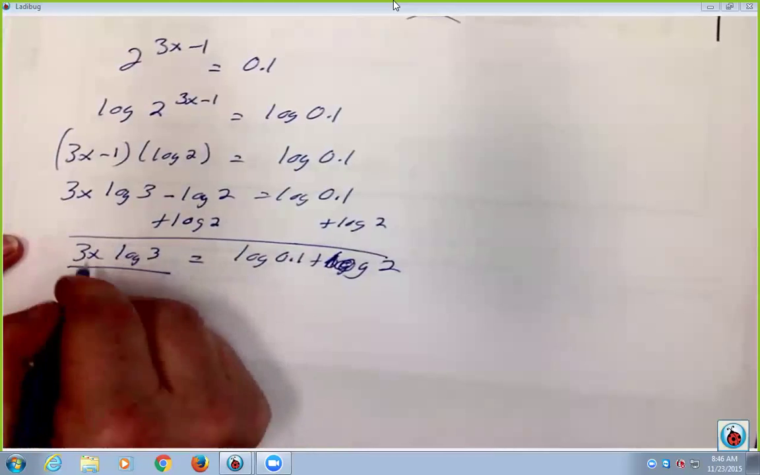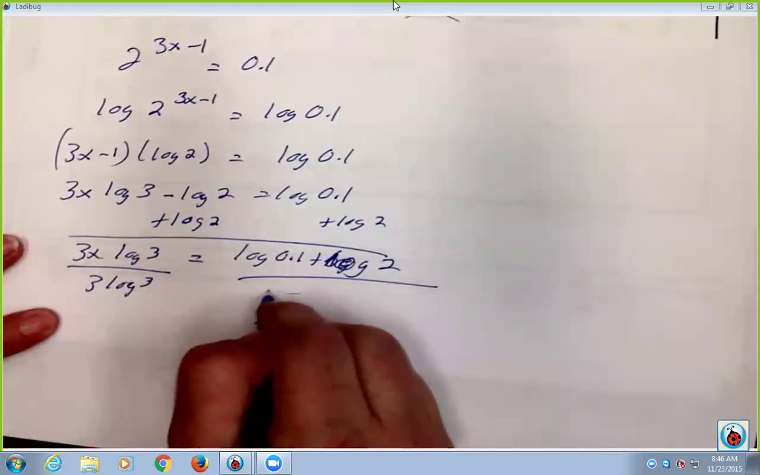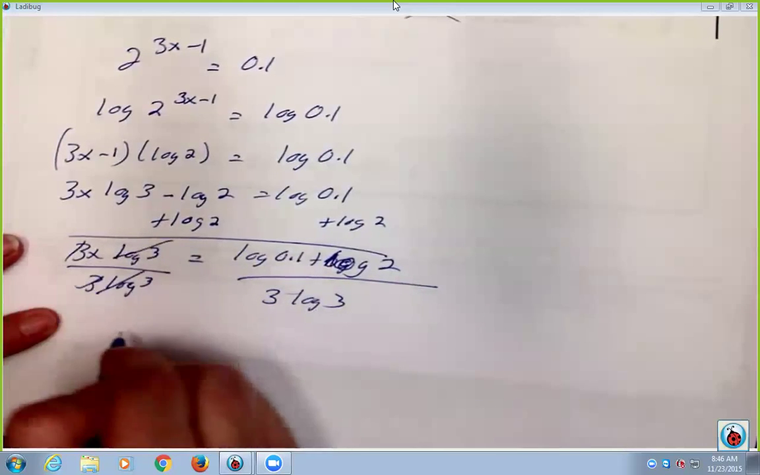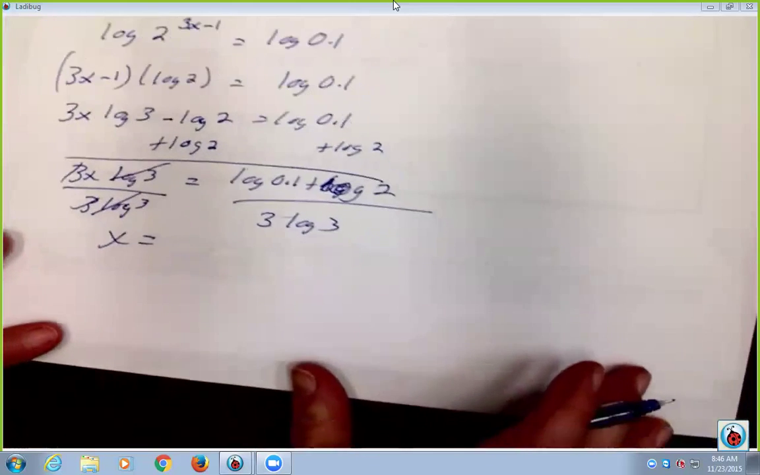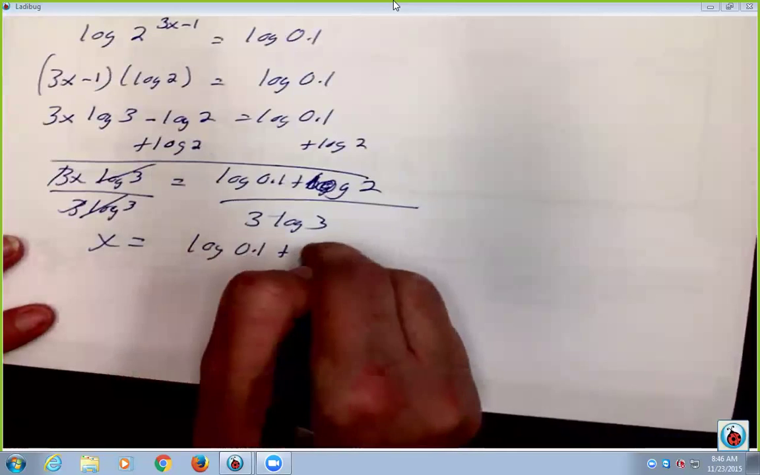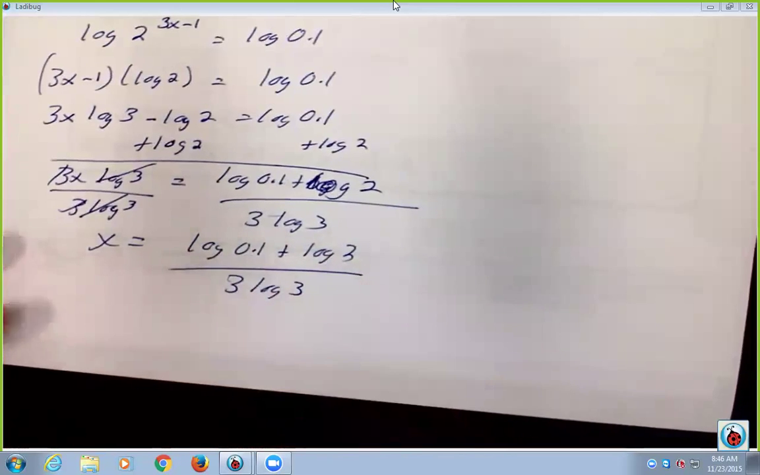And then finally, divide off 3 log 3 to get x all by itself. And then I just need to put this on my calculator: log 0.1 plus log 2 over 3 log 3, and see what I get for an answer. So that one's kind of got a lot of steps to it too.